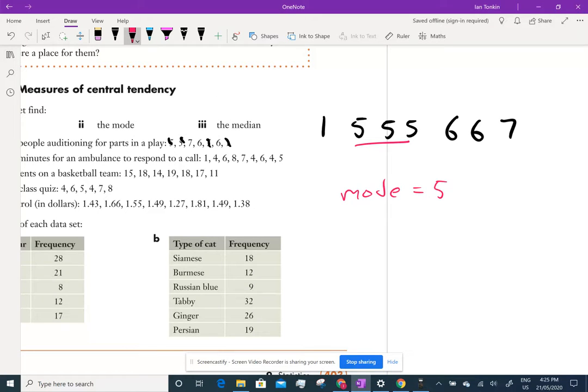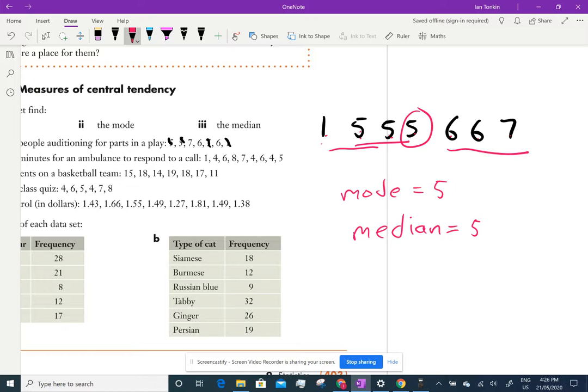The median, the middle score. Well, there are 1, 2, 3, 4, 5, 6, 7. Half of 7 is 3.5, so I go to the fourth score. 1, 2, 3, 4. There it is. And there are 3 above and 3 below. So the median is also 5.